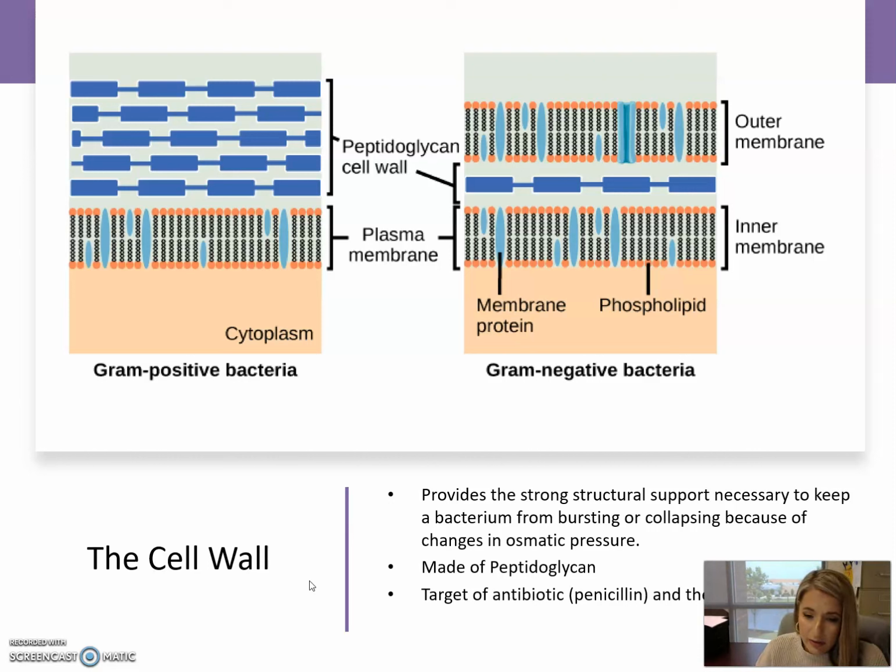I do need you to know what the cell wall is made up of, which is a chemical called peptidoglycan. Peptidoglycan is exclusive to bacteria. It's only found in bacterial cell walls. And we can see this up here.